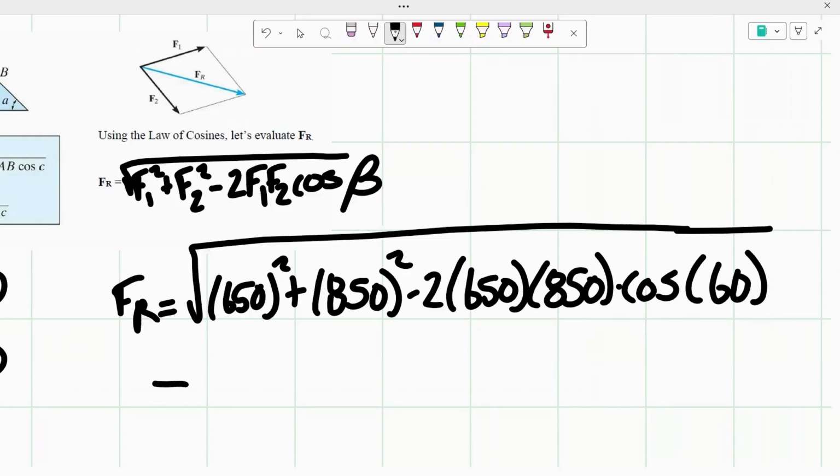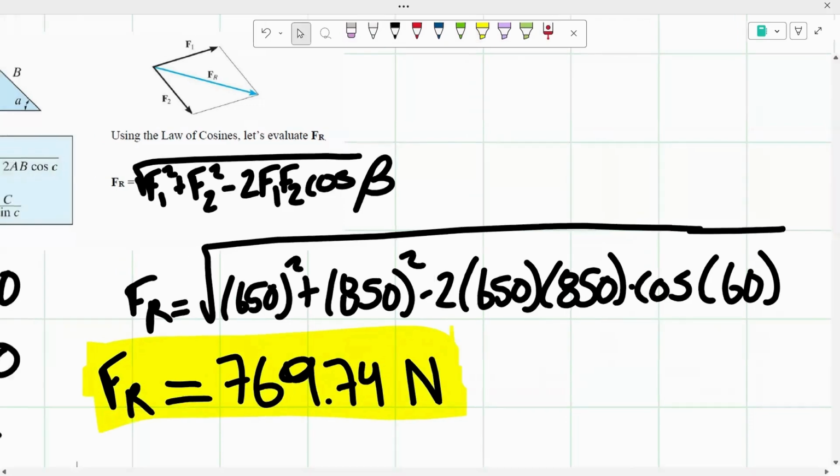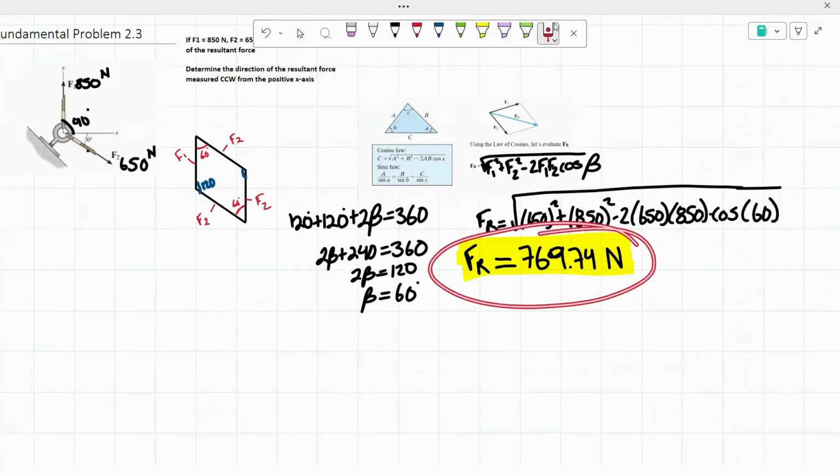All we have to do now is plug it into our calculator, and we want to make sure that our calculator is in degrees and not in radians. Once we plug that in, we should get that the magnitude of our resulting force is 769.74 newtons. So that's our answer for the first part of the question, where it asks us to find the magnitude of the resulting force.